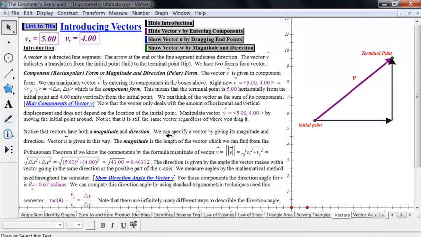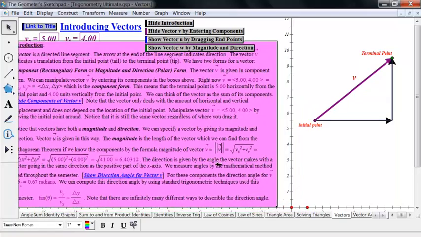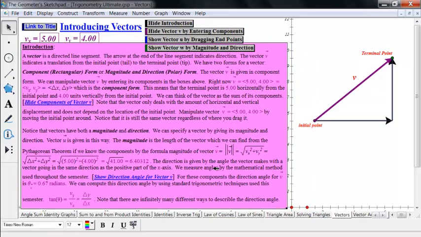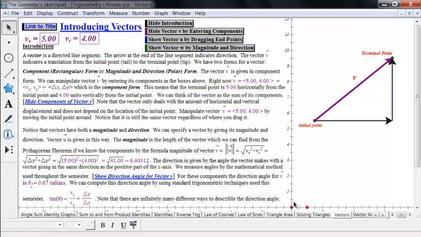Now another way we can think of a vector is by magnitude and direction. We can specify a vector by giving its magnitude and direction. Notice when we talk about vertical and horizontal components, or we talk about directions, there has to be some coordinate system in the background. You have to have some reference of which way is up and down and which way is left and right. But relative to that coordinate system, we have some direction.